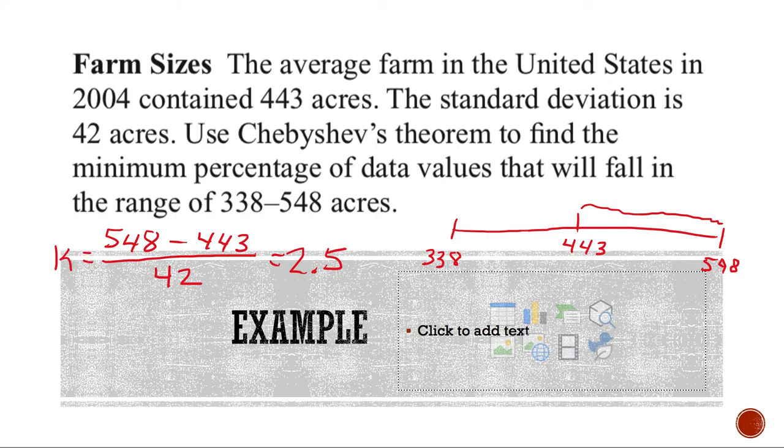Now I need to calculate the percentage. Remember, to do the percentage, you have a formula that says 1 minus 1 over k squared. That's part of the theorem. I'm going to plug in my 2.5 for the k and work it out. That will give me my percent, which actually gives me 84%. So you want to be sure that as you get ready to take your final, you can do a coefficient of variation problem and that you can also do a Chebyshev's theorem problem.